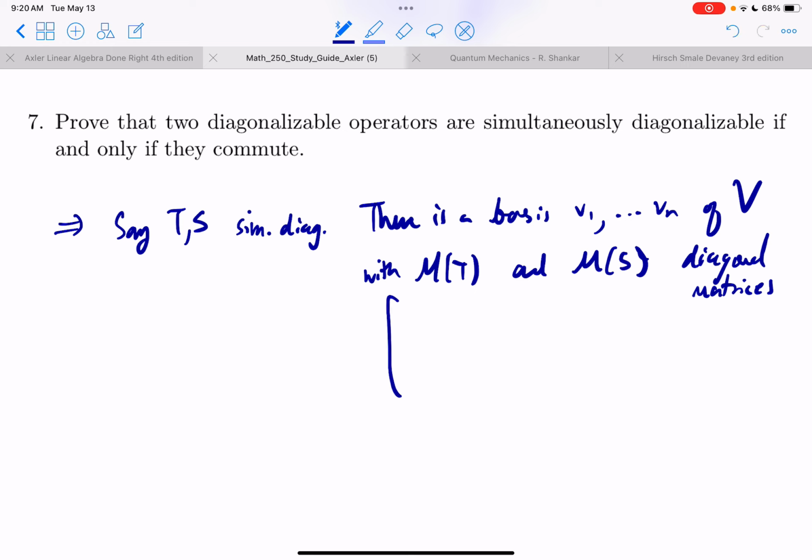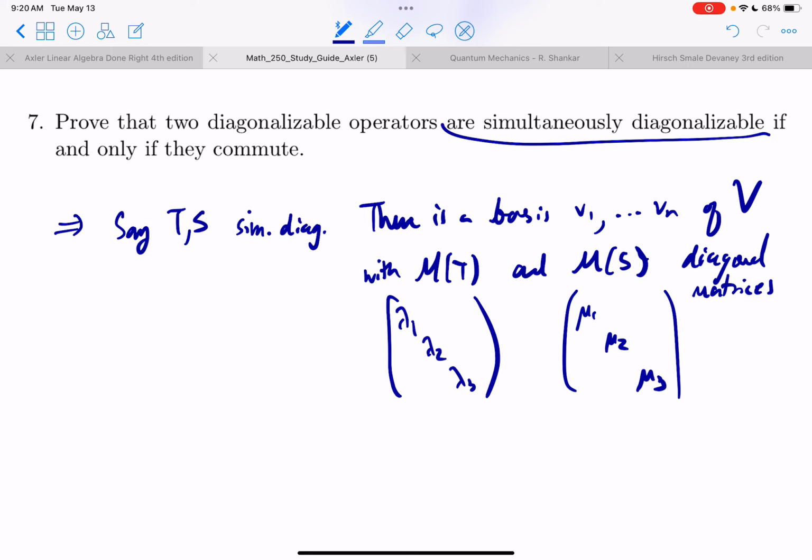So M(T) might look like lambda 1, lambda 2, lambda 3, and M(S) might look like mu 1, mu 2, mu 3. This is mu, a Greek letter, just what we typically call another eigenvalue, lambda and mu, if there's a second one. We need to show that they commute. We're assuming that they're simultaneously diagonalizable, and we need to show they commute.